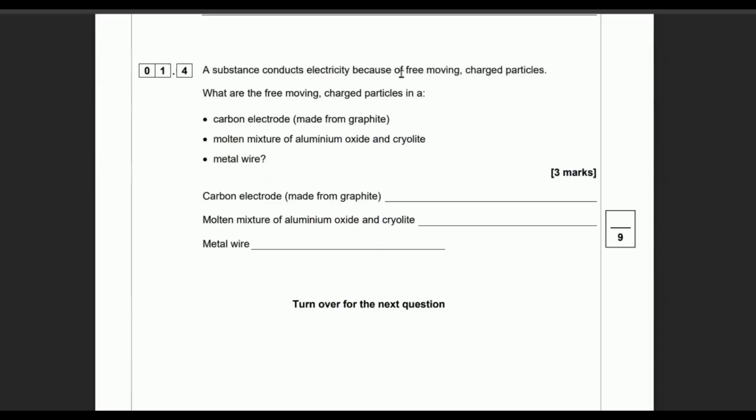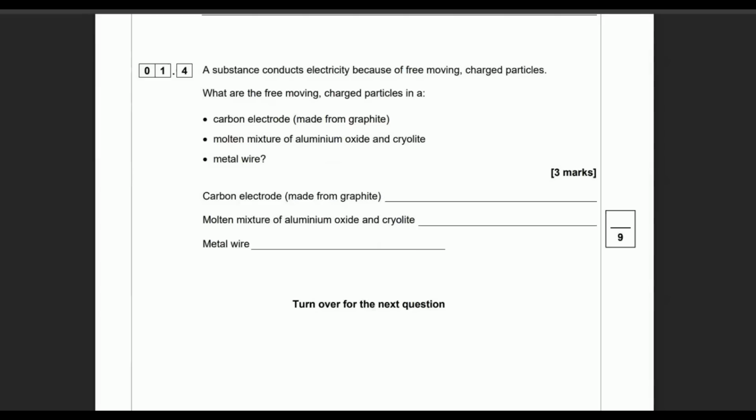1.4, a substance conducts electricity because of free moving charge particles. What are free moving charge particles in a carbon electrode made from graphite, molten mixture of aluminium oxide and cryolite, and a metal wire? So we've got 3 different moving charge particles.